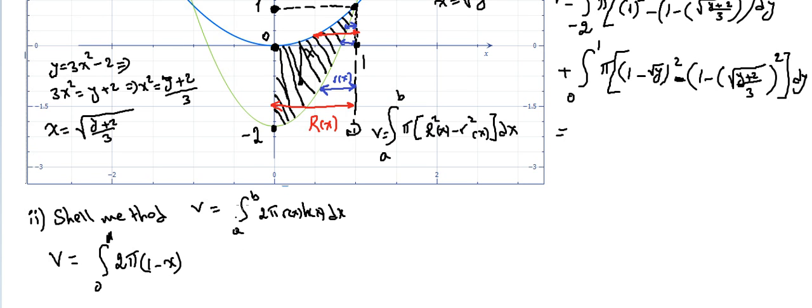And the height is simply the height from this curve to that curve. From the upper curve, which is y equals x squared, minus the lower curve, which is minus 3x squared plus 2.